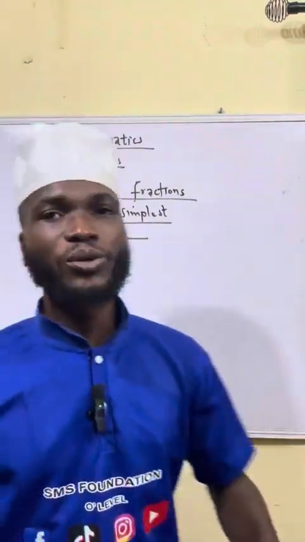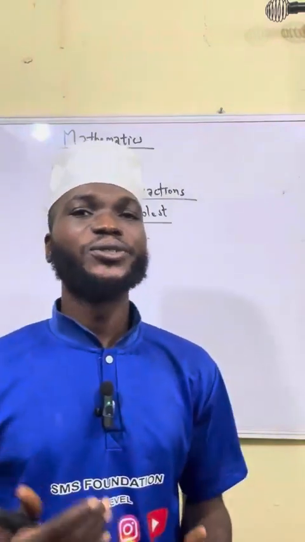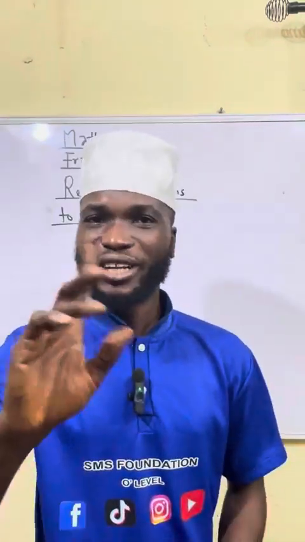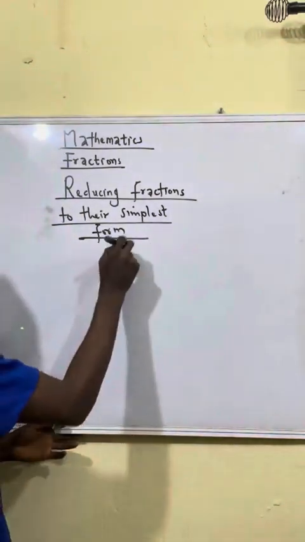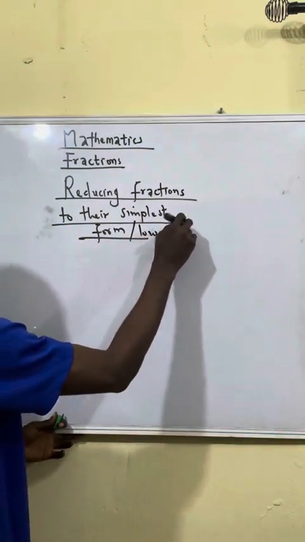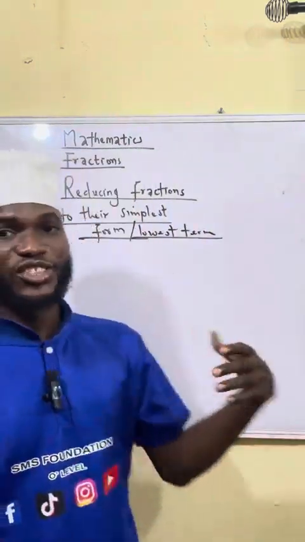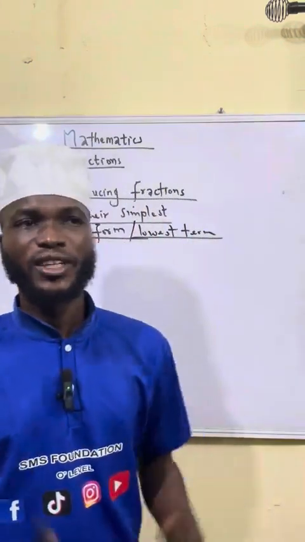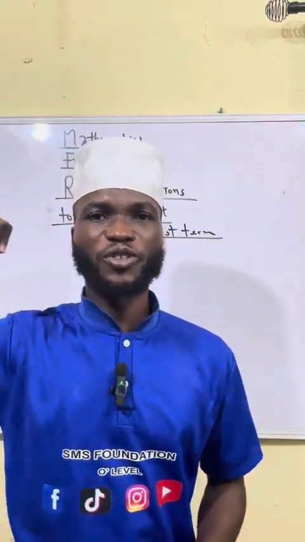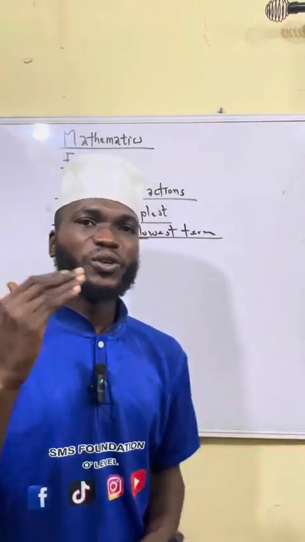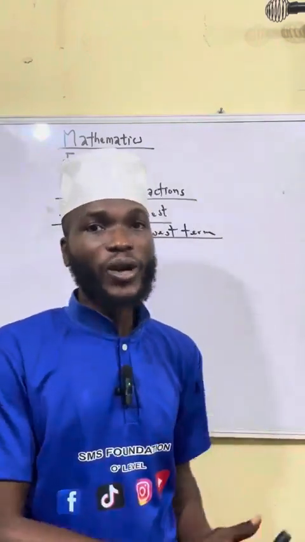Now, in this video we are going to consider reducing fractions to their simplest form, or reducing fractions to their lowest term. Don't let the English confuse you. At times they call it simplest form or they call it lowest term. So reducing a fraction to its lowest term is the same as reducing a fraction to its simplest form. Now, what do we mean by this? If you remember from the concept of equivalent fractions, I explained that we can apply equivalent fractions to learn how to reduce a fraction to its lowest term.